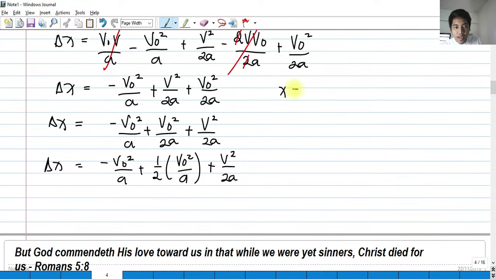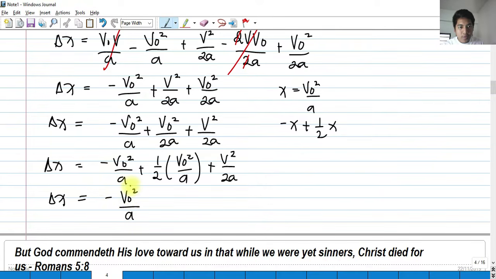Did you get what I mean? If we let x equal v naught squared over a, we will be having negative x plus 1/2 x. If we perform algebra on this, negative 1 plus 1/2 of x would be negative 1/2 of x. So we have negative 1/2 of x, which is v naught squared over a, plus the remaining term here, v squared over 2a.